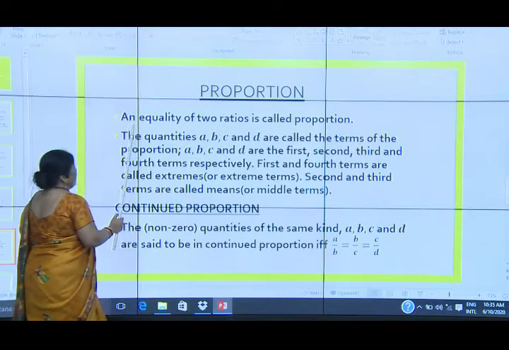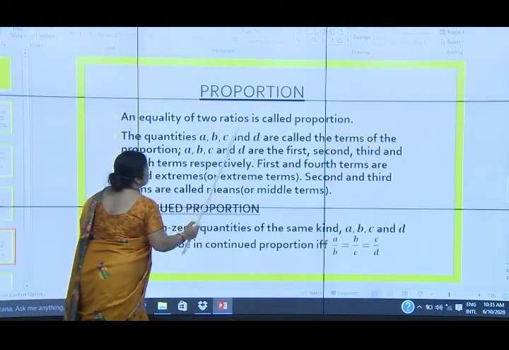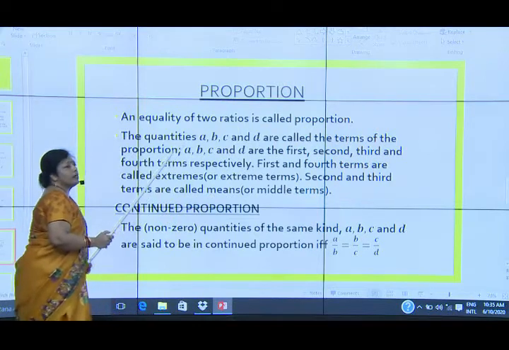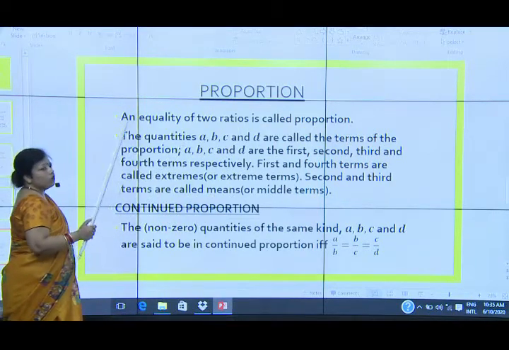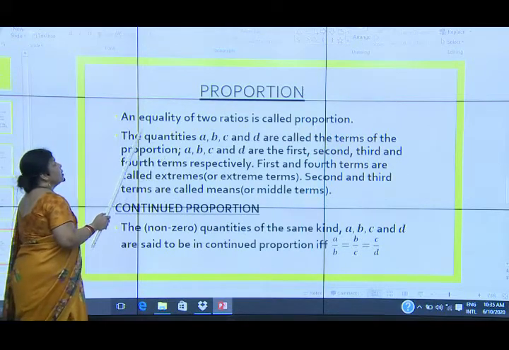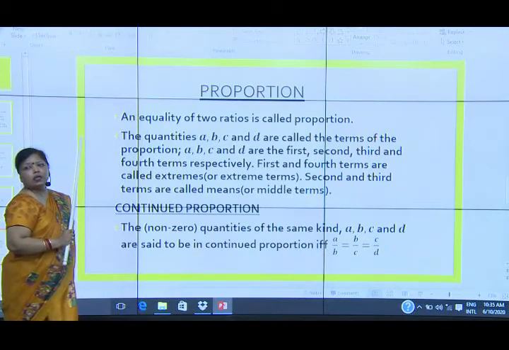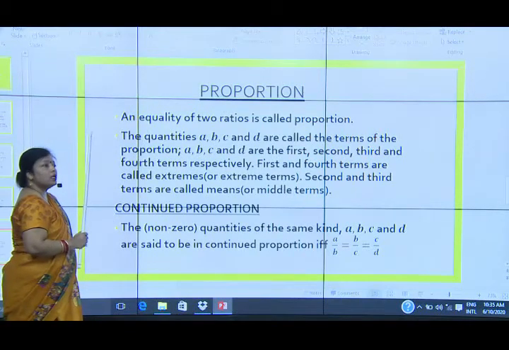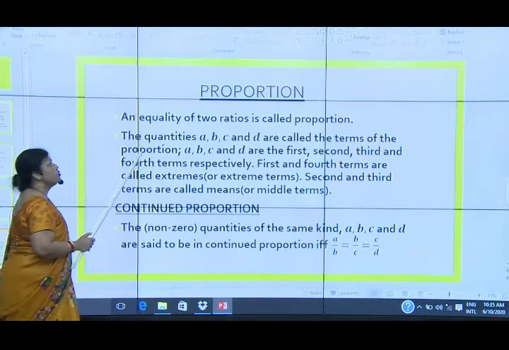Proportion. An equality of two ratios is called proportion. Now if two ratios are taken, like 2:3 is to 4:5, like this, if two ratios are given, and if the product of the means and the product of the extremes are equal, then only it is called a proportion, that you have already studied in the junior classes.